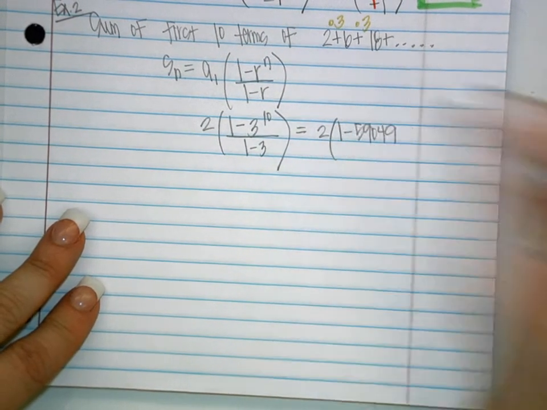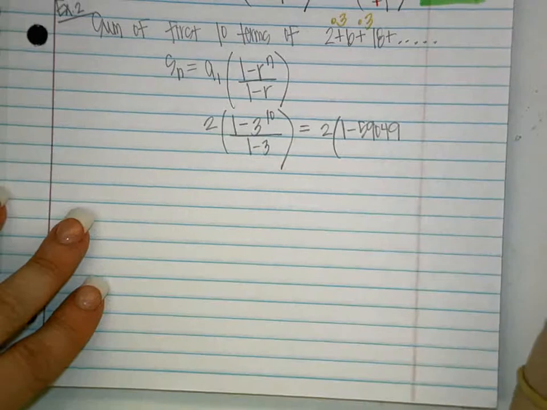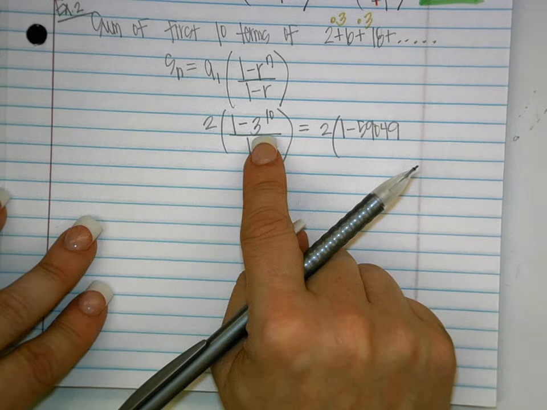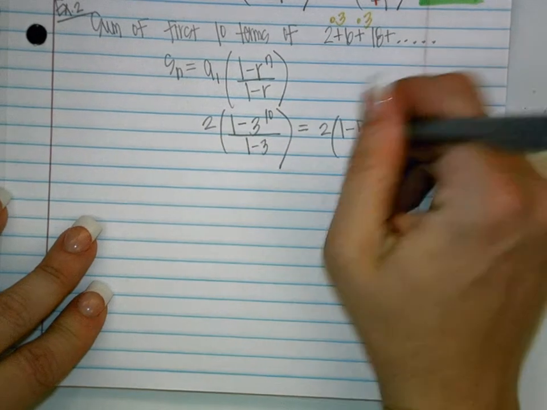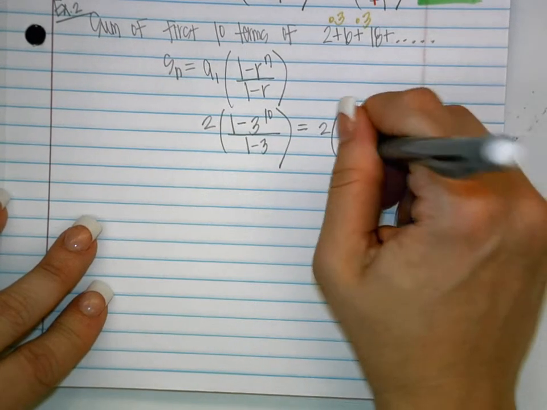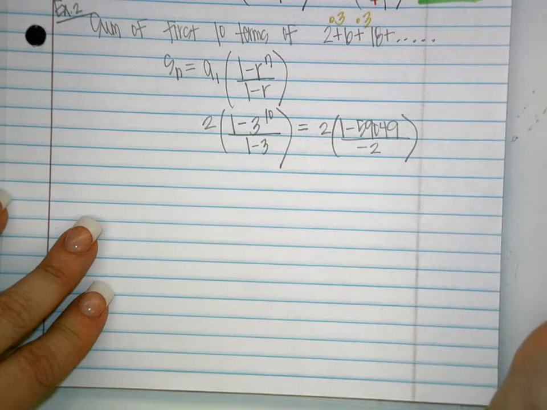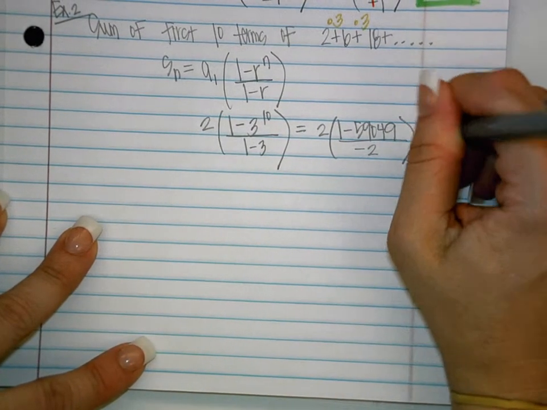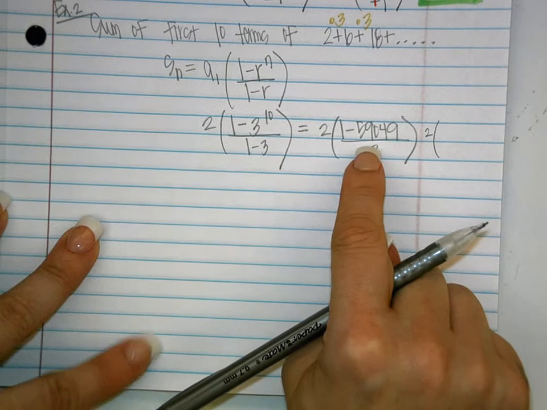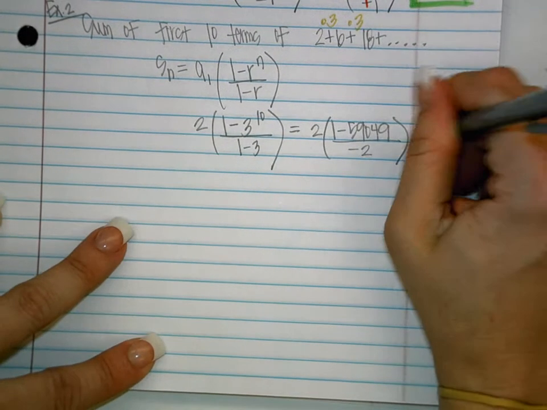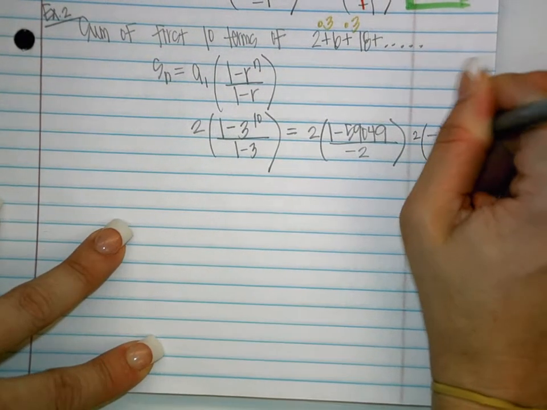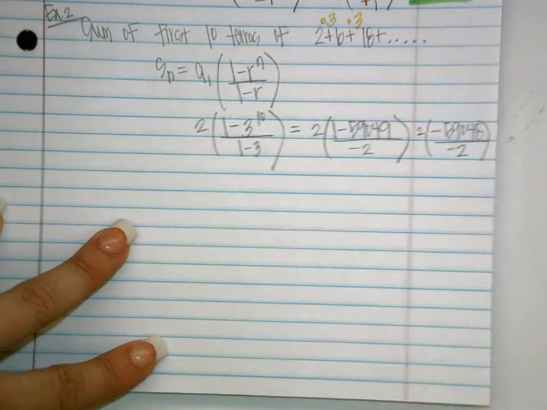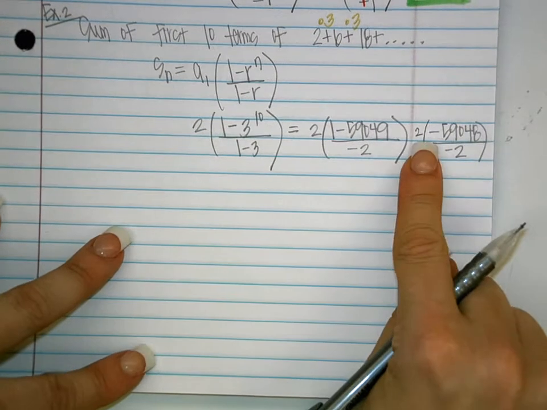is 59049. If you would like to, feel free to use your calculator to verify that. You can do 3 times 3 ten times if you really feel like it. Over 1 minus 3 is negative 2. Here, when we subtract this and simplify, we're going to get 2 times 1 minus 59049 is negative 59048 over negative 2.